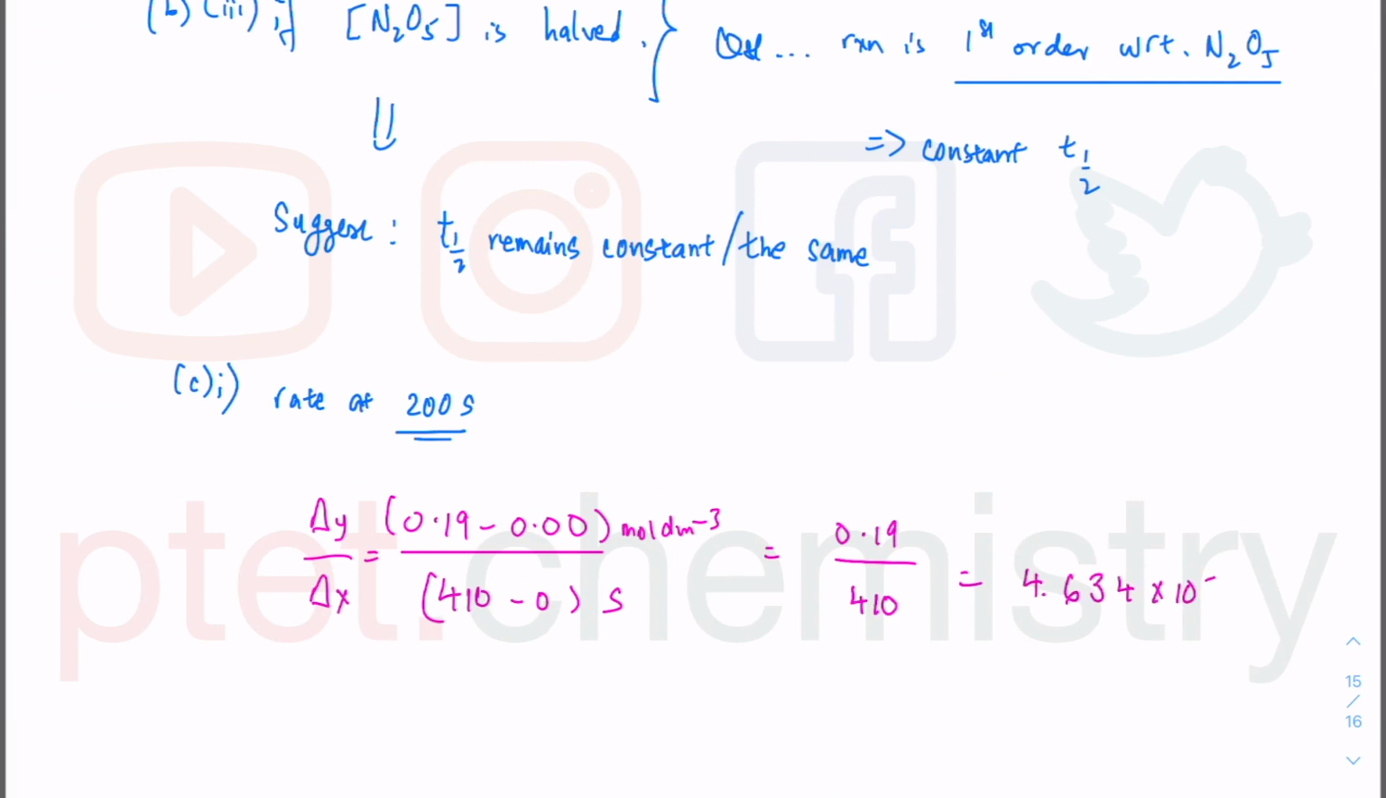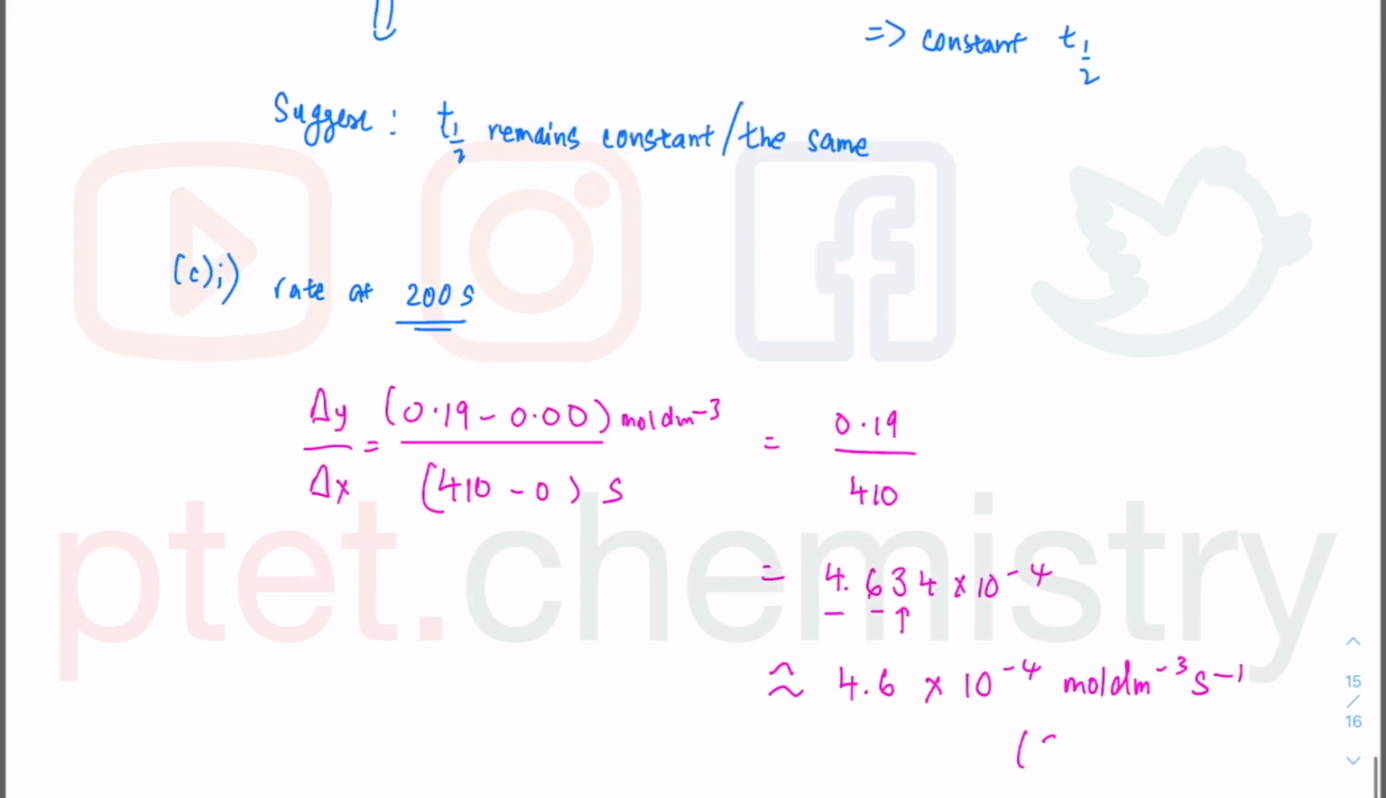4.634 times 10 to the minus 4. That is purposely done, before I round up, so that I just want 2 significant figures. I look at the next one. So 4.6 times 10 to the minus 4. Do not forget the unit. Out of good habit, you should always have a unit in your answer. 2 significant figures was chosen based on the data given in the table.